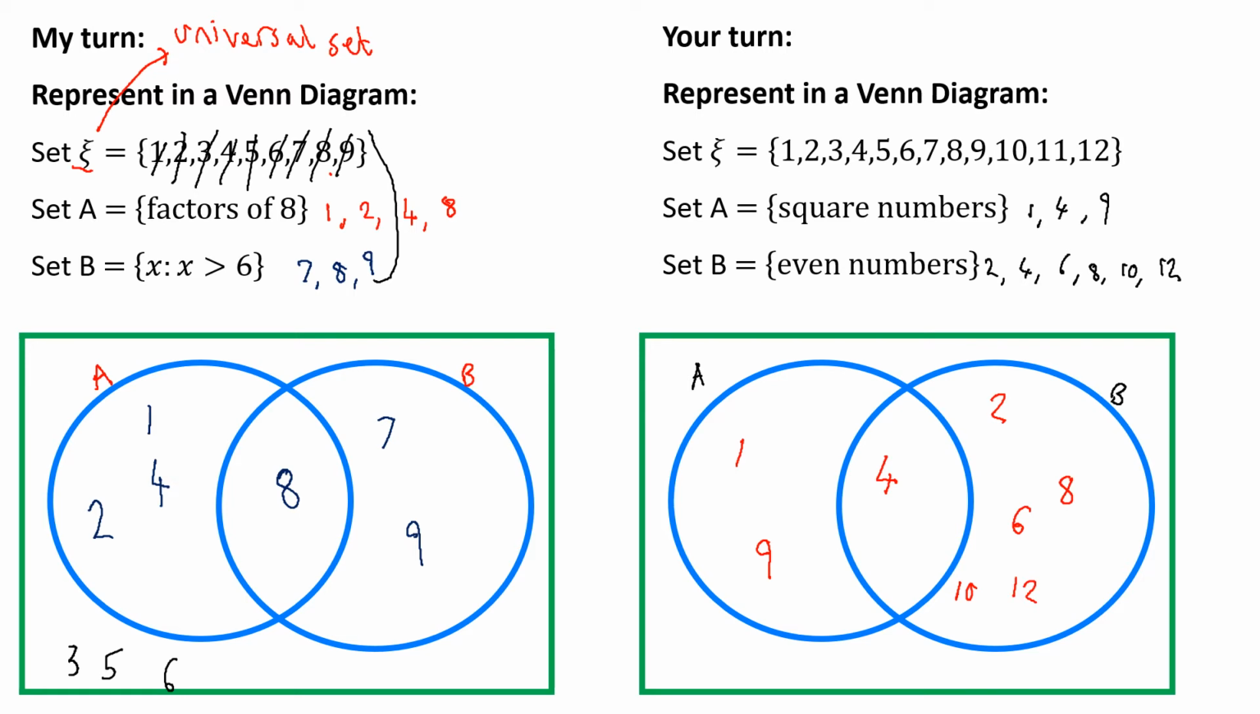And then to conclude, let's make sure I put all of my numbers in there. 1's already in my Venn diagram. 2's in my Venn diagram. 3 isn't, so 3 goes on the outside.